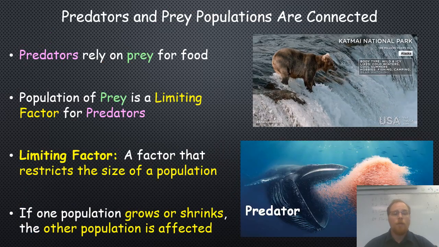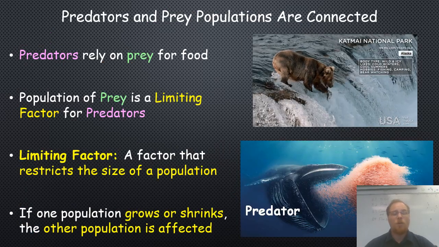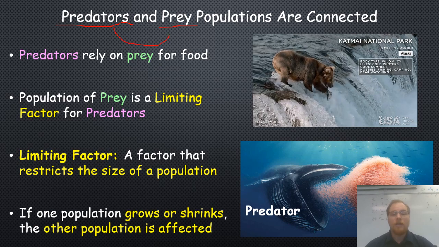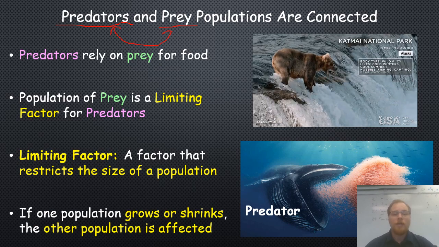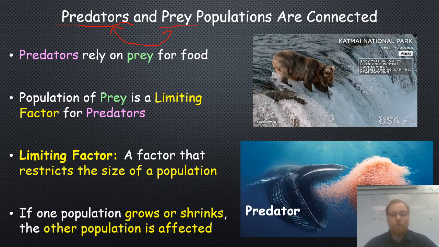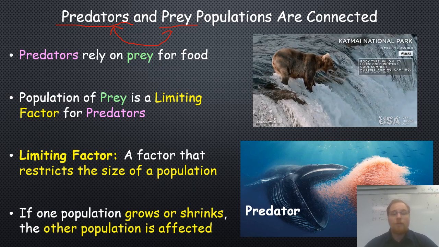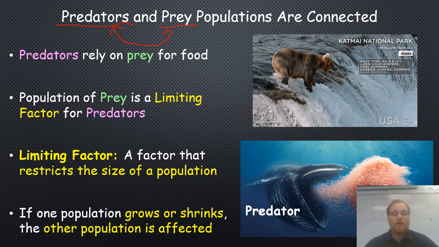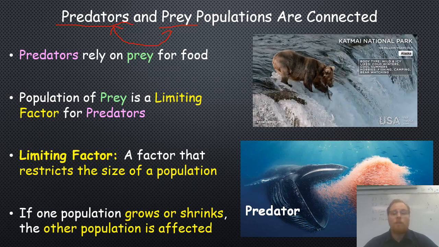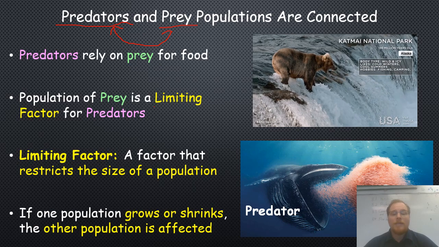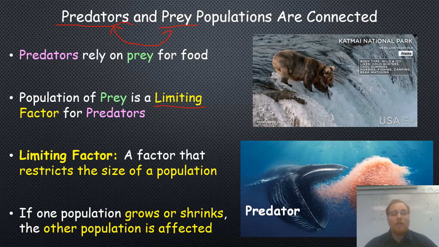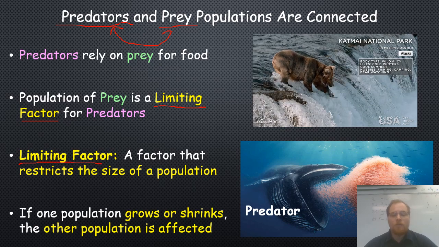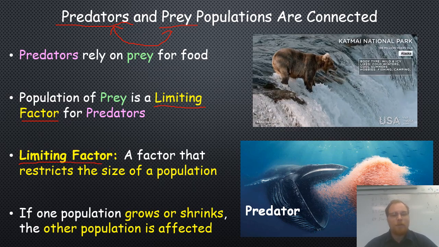Now, it's really important to understand how closely connected predator and prey populations are. Think about it like this: predators rely on prey for food, right? So if you don't have any prey, then the predators are going to wind up dying and you're not going to have as big of a population. We're going to talk about this, but it's called a limiting factor. It's whenever you have some kind of factor that restricts the size of a population.